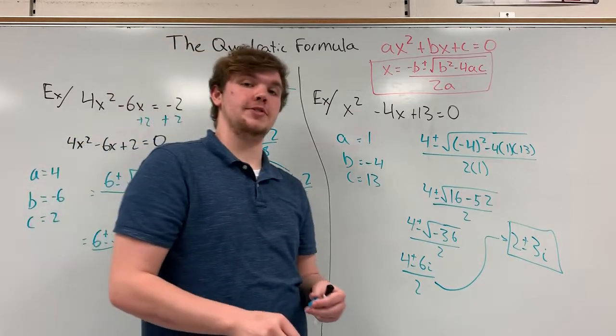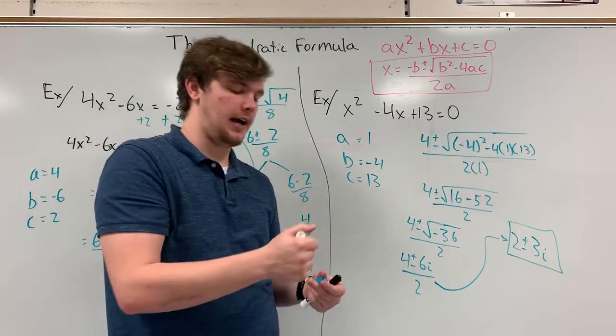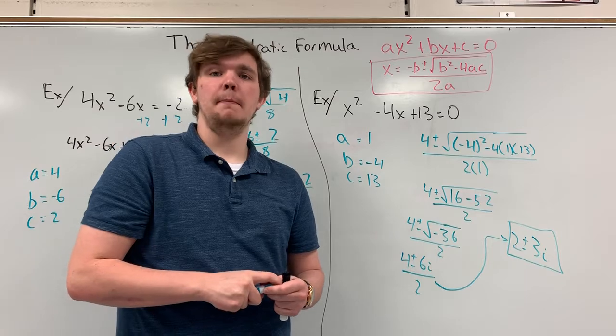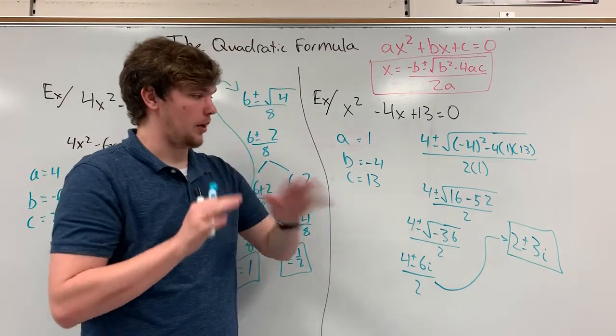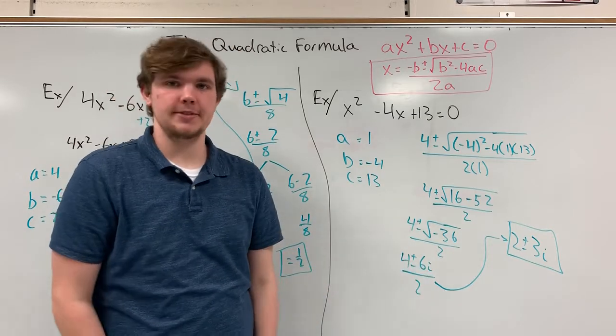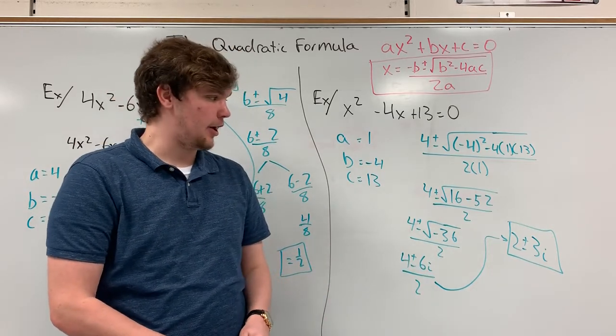I have 2 solutions. One of them is 2 plus 3i, and the other one is 2 minus 3i, right? But because there's an i in there, I'm not worried about breaking it up into 2 because I can't really do much else, okay? And that's going to be all for today.